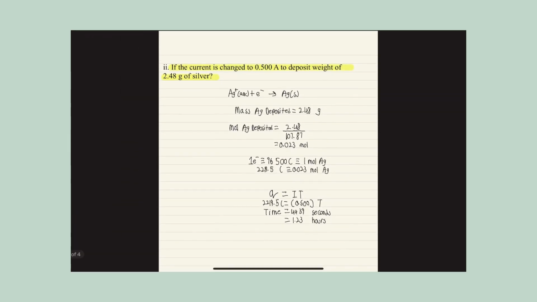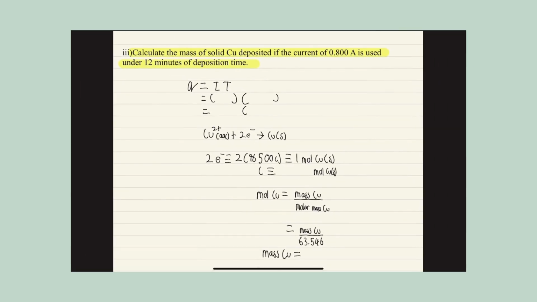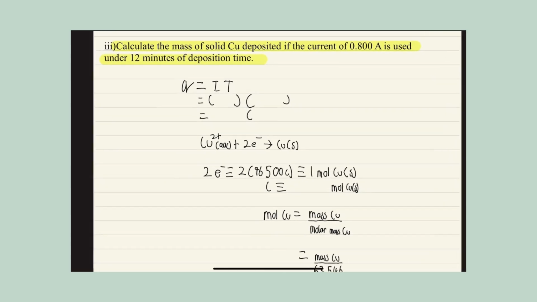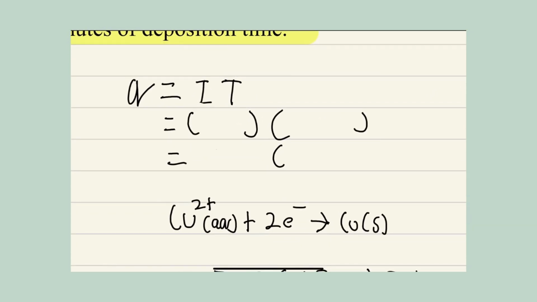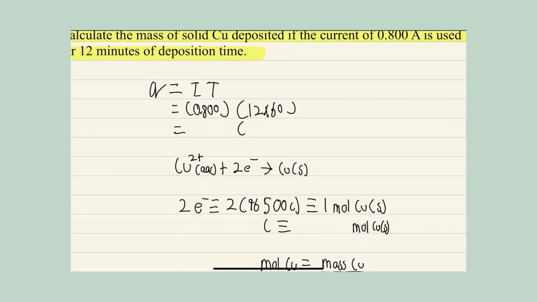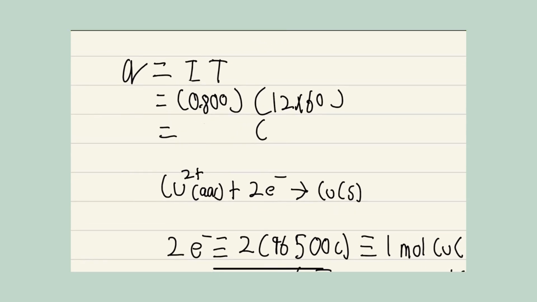Right, now moving on to the Roman 3 question, which is calculate the mass of solid copper deposited if a current of 0.8 amperes is used for 12 minutes of deposition time. So we first have this formula, Q equals IT. We fill in the information first, 0.800 and 12 times 60, because we need to change the minutes to seconds. That's why we have to times 60, which gives about 576 C.